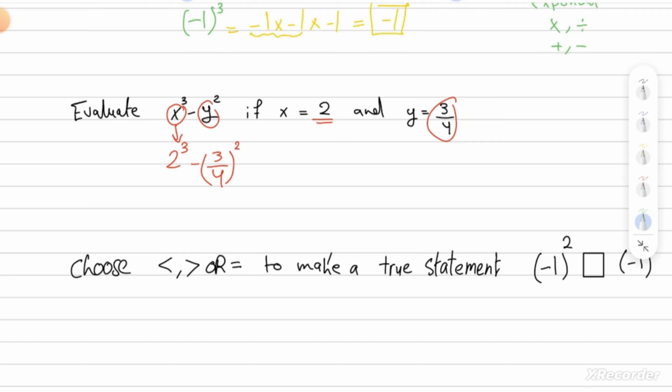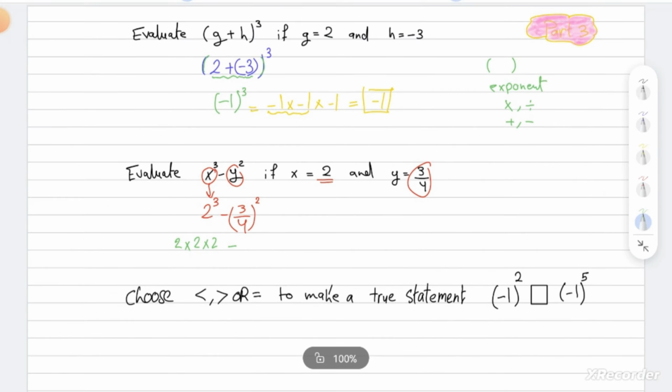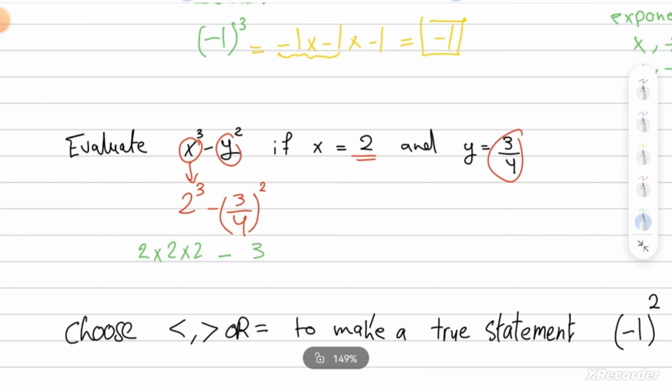Okay, let's simplify more. 2 cubed, this is 2 times 2 times 2, minus 3/4 squared, 3/4 times 3/4. Okay, 2 times 2 times 2, this is equal to 8, minus 3 times 3, this is 9, over 4 times 4, which is 16. So now we have 8 minus 9 out of 16.